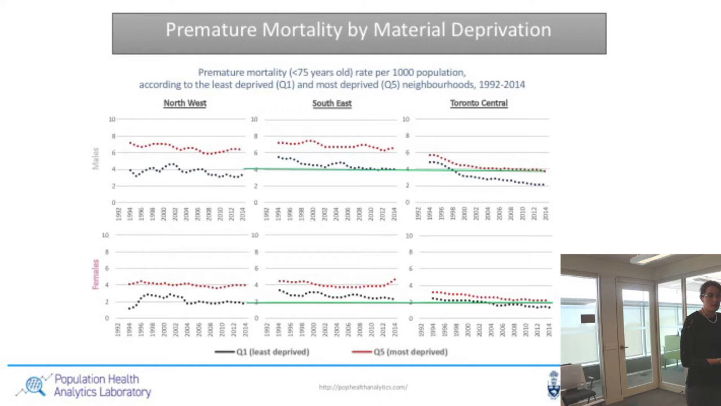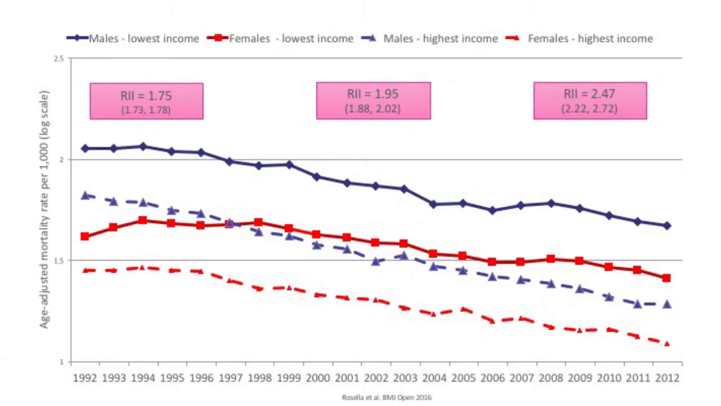So we have a lot of discussions about this at our stakeholder meeting. And one more look at this type of example. Remember early on I mentioned that historically women always have lower premature mortality than men for lots of reasons. And the gap is narrowing. But actually what we're seeing here is across income groups. So low-income women are now doing worse than high-income men.